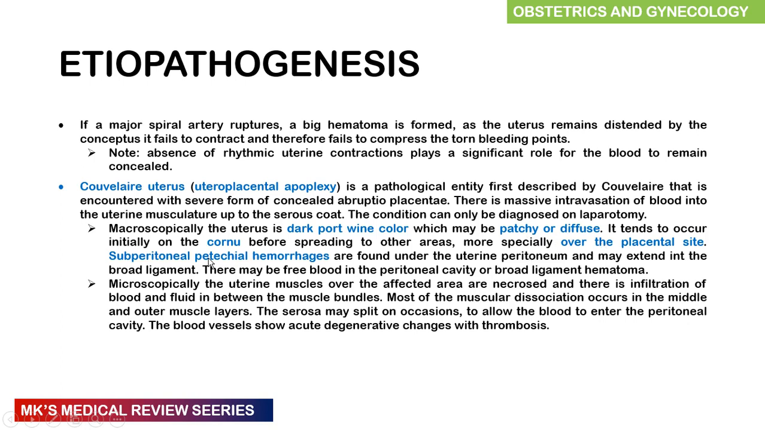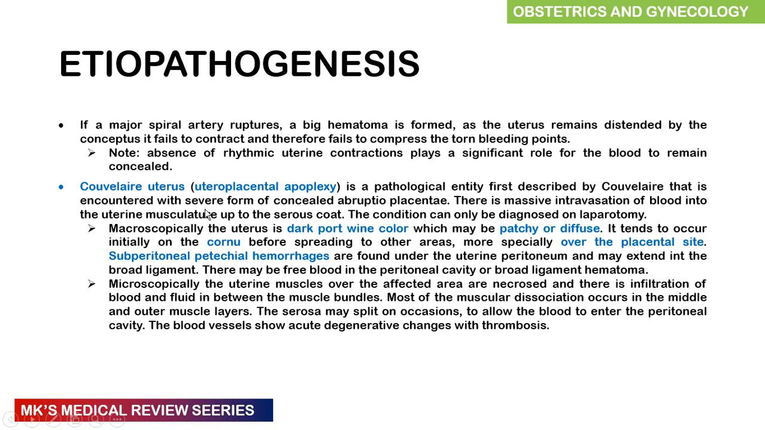Subperitoneal petechial hemorrhage can sometimes be found under the uterine peritoneum, and this may actually extend into the broad ligament of the uterus, and there may be some free blood in the peritoneal cavity as well as in the broad ligament. You may also see a broad ligament hematoma.